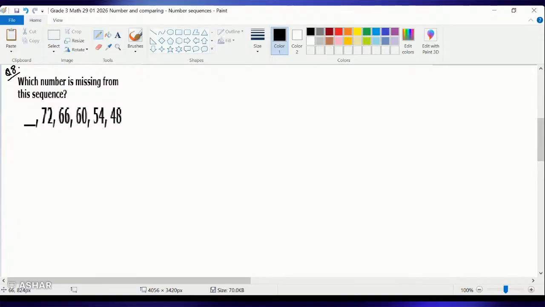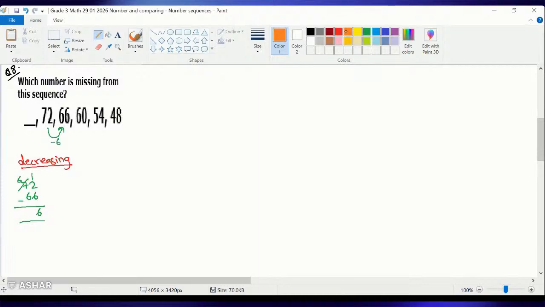We can see 72, then 66. 72 is greater than 66, right? Then 60, 54 and 48. That means the numbers are decreasing. So 72 minus something would be 66. If we want to find the difference, we can subtract. 12 minus 6 is 6. That means 72 minus 6 would be 66.